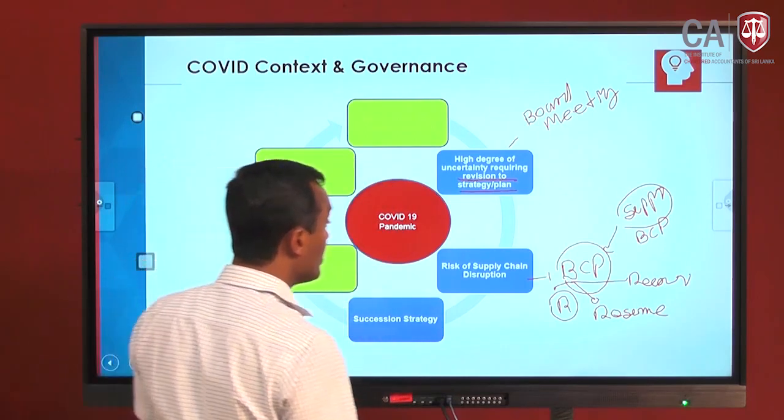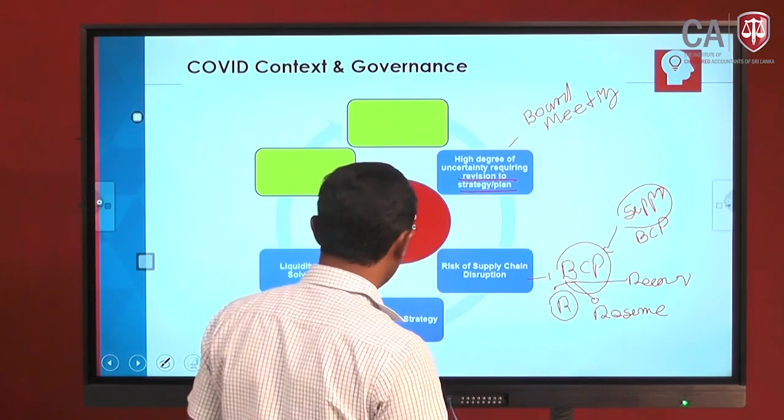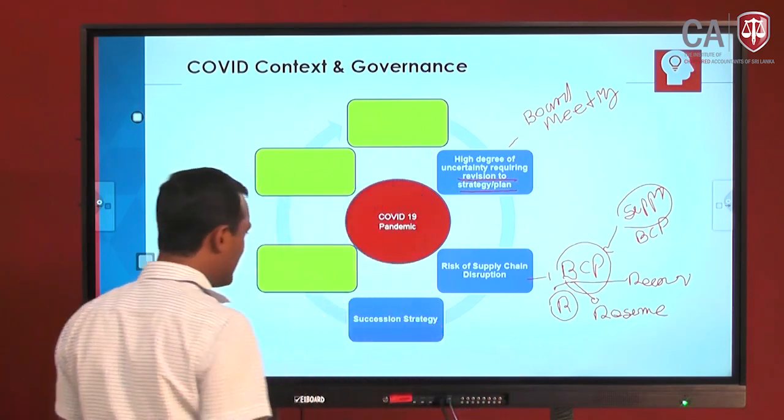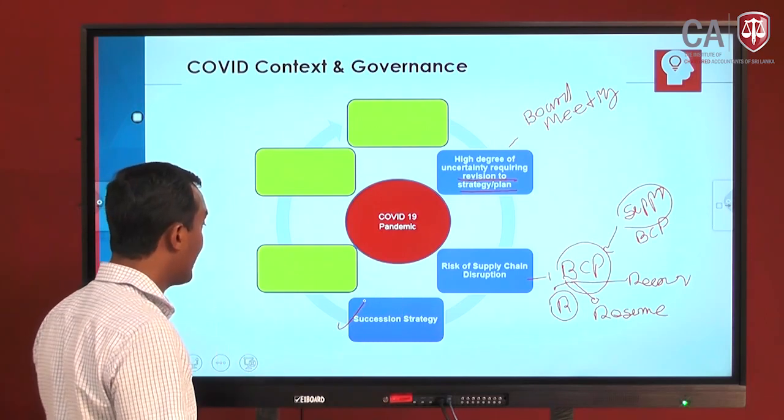And as a part of your reduction strategy, maybe have stocks at hand. And this is very important when people get stuck or have a serious health issue, whatever, do you have a succession strategy from the people angle?